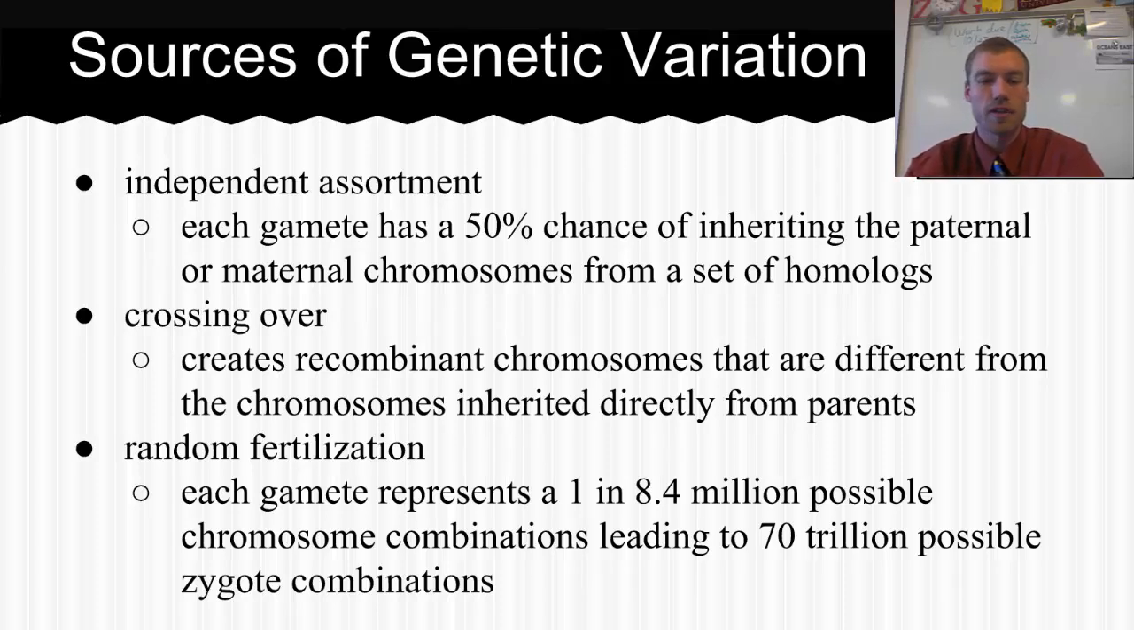And then finally, you've got random fertilization. Each gamete itself represents a 1 in 8.4 million possible chromosome combinations, excluding crossing over, which leads to a 1 in 70 trillion possible different zygote combinations, just in terms of whether or not the chromosomes are lining up, not even taking into account crossing over. So lots of different sources of genetic variation, and the way that we can have such a wide variety of people, and you don't really ever have 2 people that look the same. You can imagine why there hasn't even been 70 trillion people born yet that have lived on the earth. So we haven't even gone through all the possible zygote combinations.